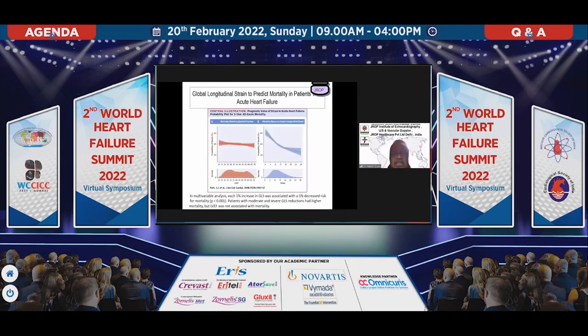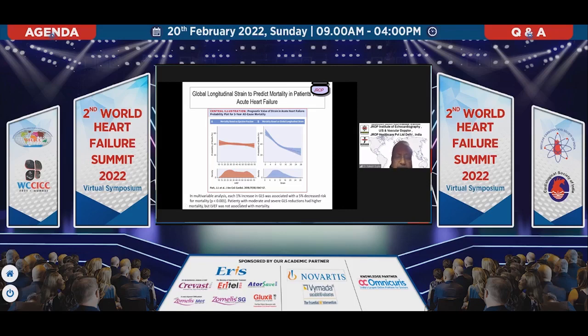Let's talk of prognostic significance. We always say ejection fraction is useful. Look at this graph of ejection fraction over here versus this graph of GLS over here. As the GLS worsens, the probability of survival dramatically decreases over a period of time.